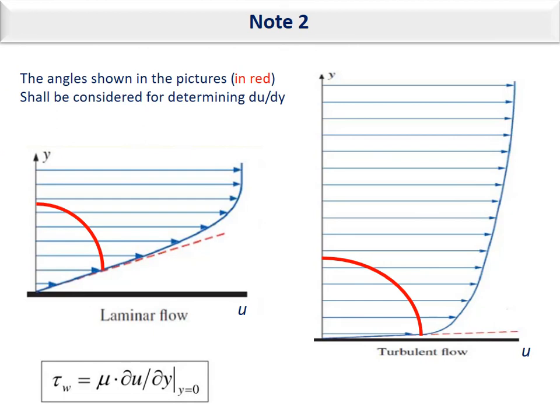The angle shown in the picture in red shall be considered for determining du by dy. Why not this angle? Because, as you can see, it is round u over round y, and u is on the horizontal axis and y is on the vertical axis. So, round u over round y is the gradient which is shown here by red, not the one which is here. And simply you can see that in the turbulent flow, round u over round y at y equals 0 is much more. So wall shear stress is larger in turbulent flow. There are some exceptions and we'll discuss them later in the course.